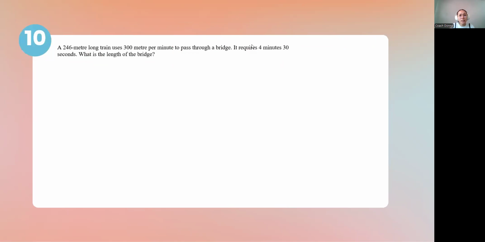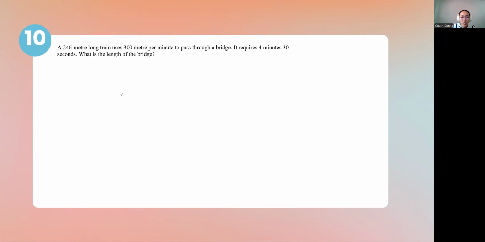All right. Correct answers in the chat box. Good. So we have here, it says a 246-meter long train uses 300 meter per minute to pass through a bridge. It requires 4 minutes 30 seconds. What is the length of the bridge? All right. So again, we are given this information.